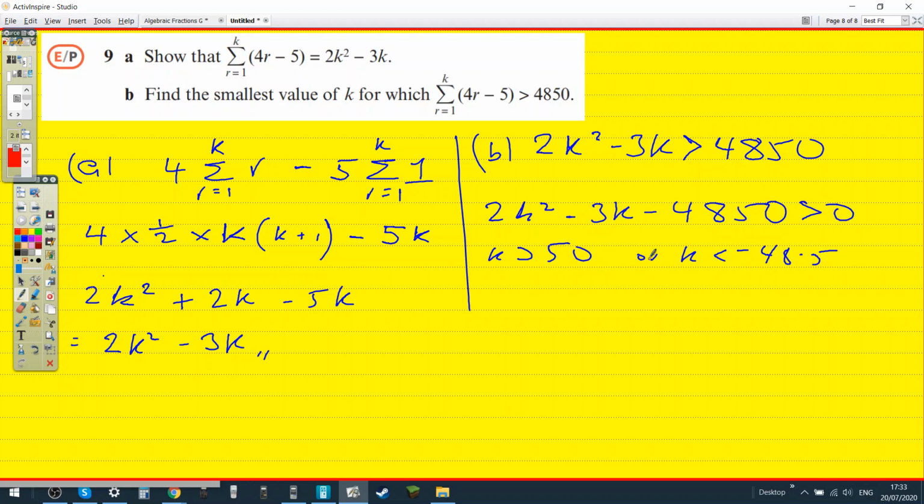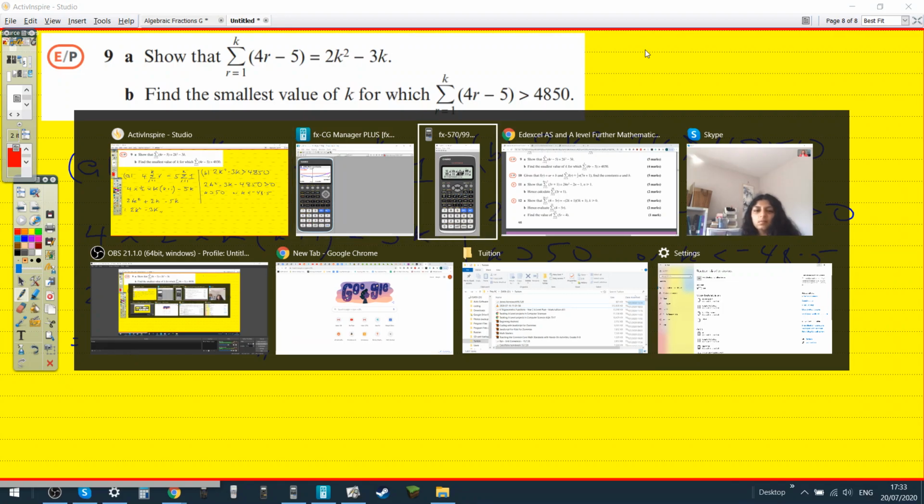So find the smallest value. What's the smallest value for which it's greater? Would that just be minus what? I don't get that. It's when you sub 50 into 2k squared minus 3k, I believe. No, it says find the smallest value of K for which the inequality is true. So 51. But wouldn't the negative side be smaller? Like minus 49.5. I think though, given the rule, it's adding up, so it's increasing.